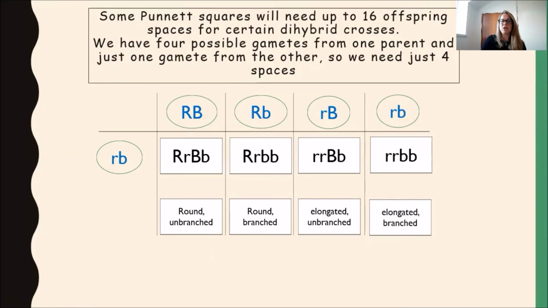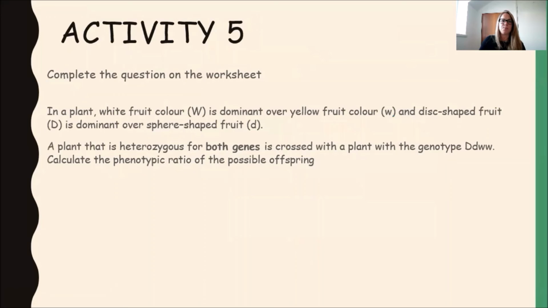So now we have the proportion of each one. The ratio, as we can see, we can just count them. We've got one round unbranched, one round branched, one elongated unbranched, and one elongated branched. So the ratio is 1 to 1 to 1 to 1. We're always looking for 4 numbers here, okay? All we do is count them and write the ratio. Hopefully you found that fairly good. If you didn't, I would suggest you pause it, go back through the example again, and then we're going to move on to the next one.